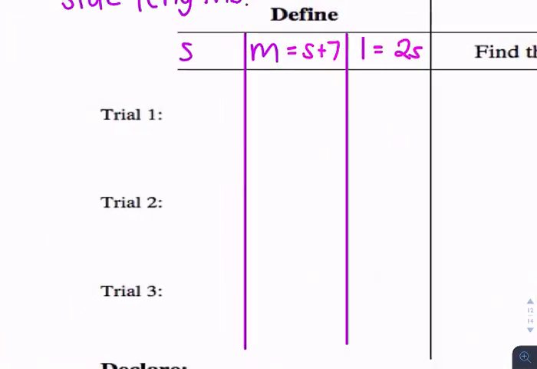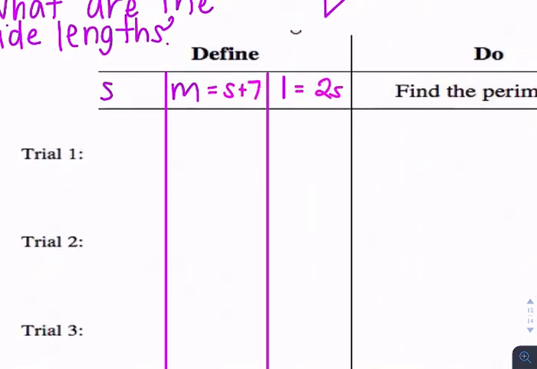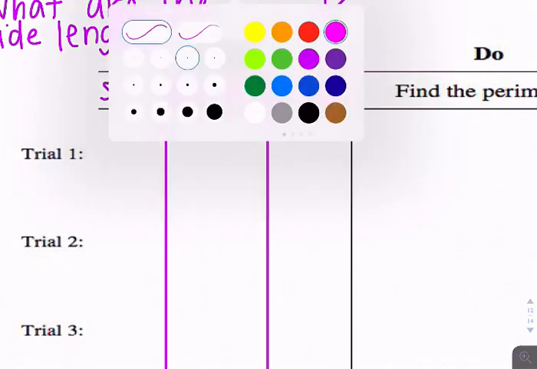So having that information in the define is really important, especially if somebody who is not familiar with the problem was to come and look at your work. You would want them to be able to see, well, they got the medium by adding 7, and they got the long by doing 2 times the short, right? So we want to have that information.